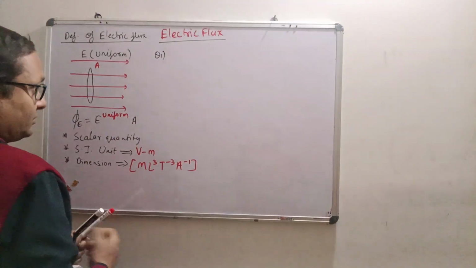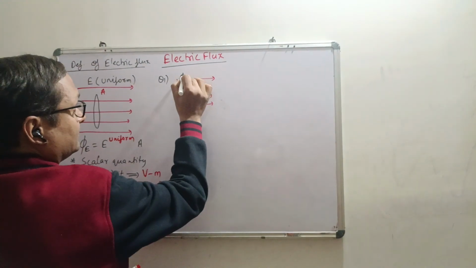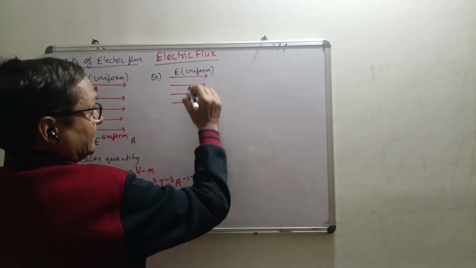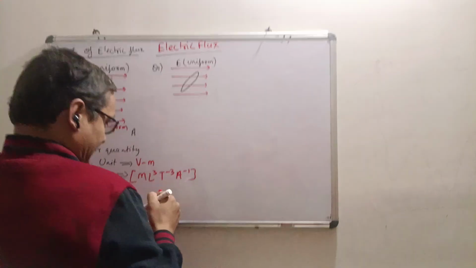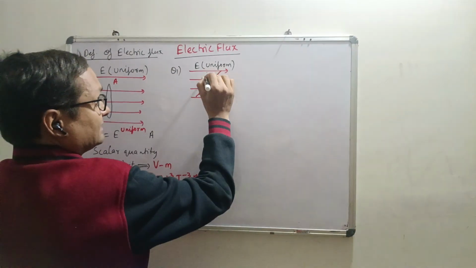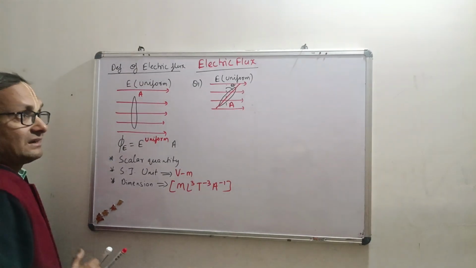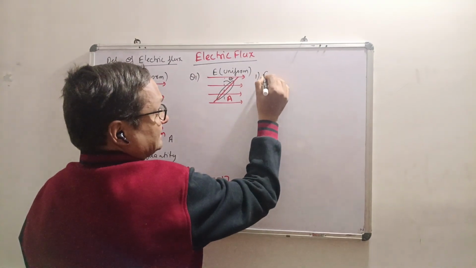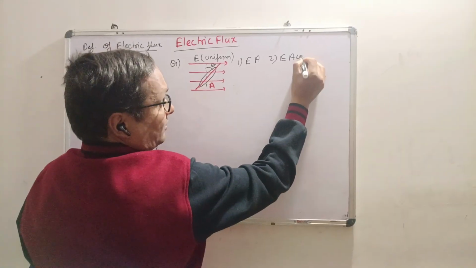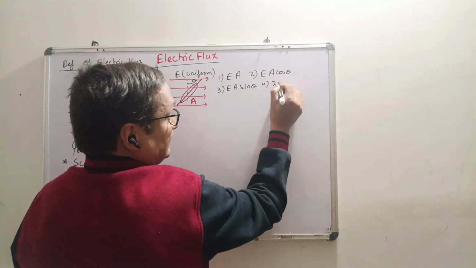Question number 1. In this scenario, it is given that the uniform electric field is E, which is uniform, and in this uniform electric field there is an area which is tilted at an angle of theta with the vertical. The area of the disk is A. Now the flux needs to be calculated. The first option is electric field E into area A. Second option is E A cos theta. Third option is E A sine theta, and fourth option is 0.